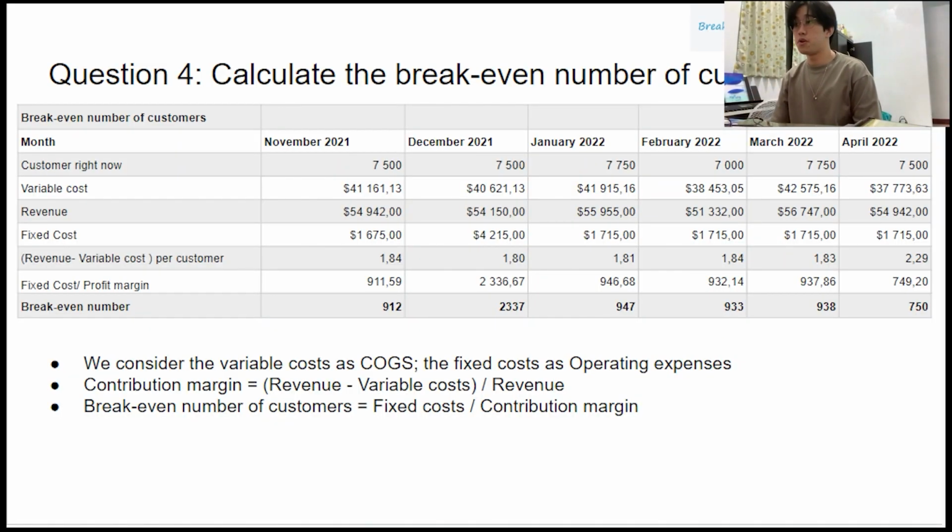Okay, so question 4 is to calculate the break-even number of customers. First we got the number of customers every year. Then we consider the variable cost as cost of goods sold and the fixed cost as operating expenses. Then we can get our contribution margin, which is revenue minus variable cost, divided by revenue. Then we can get our answer, which is fixed cost divided by contribution margin.